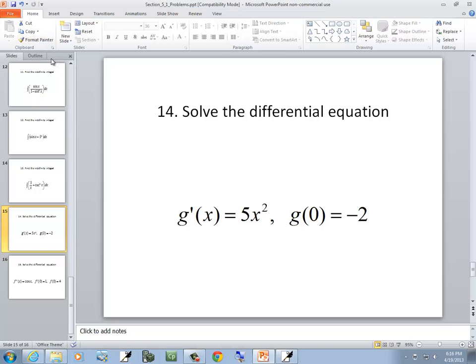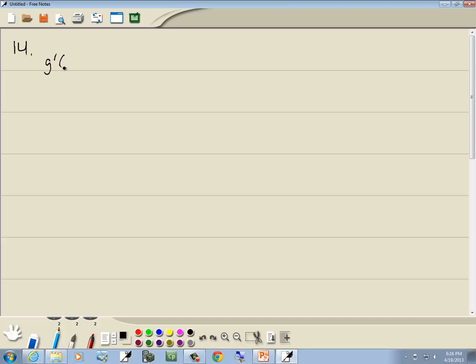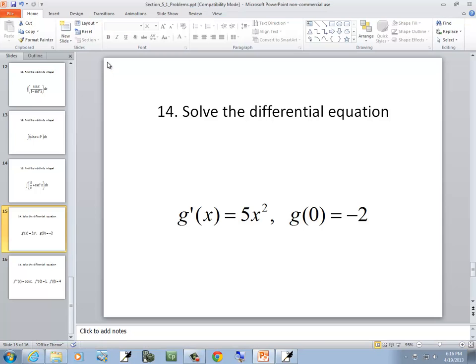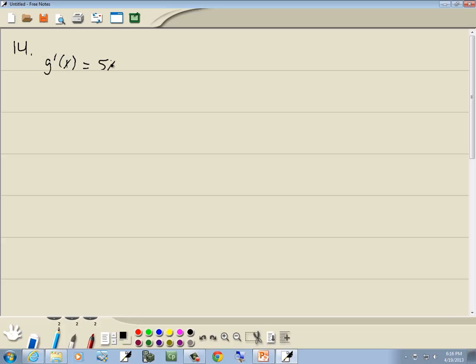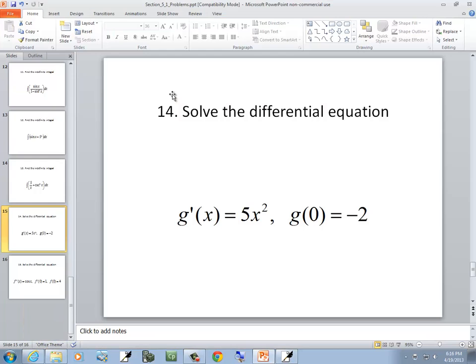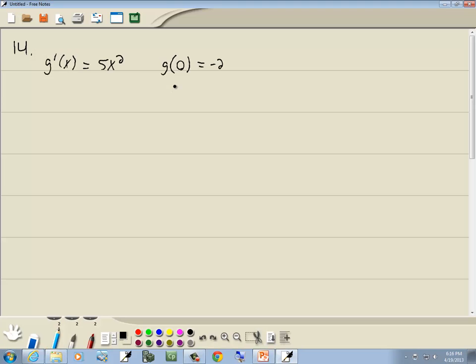We got g prime of x is equal to 5x squared. And they tell us g of 0 is equal to negative 2. And it says solve the differential equation. This right here is called an initial condition. And we'll see where we use that. But when they say solve the differential equation, they want us to go backwards. They want us to find g of x.